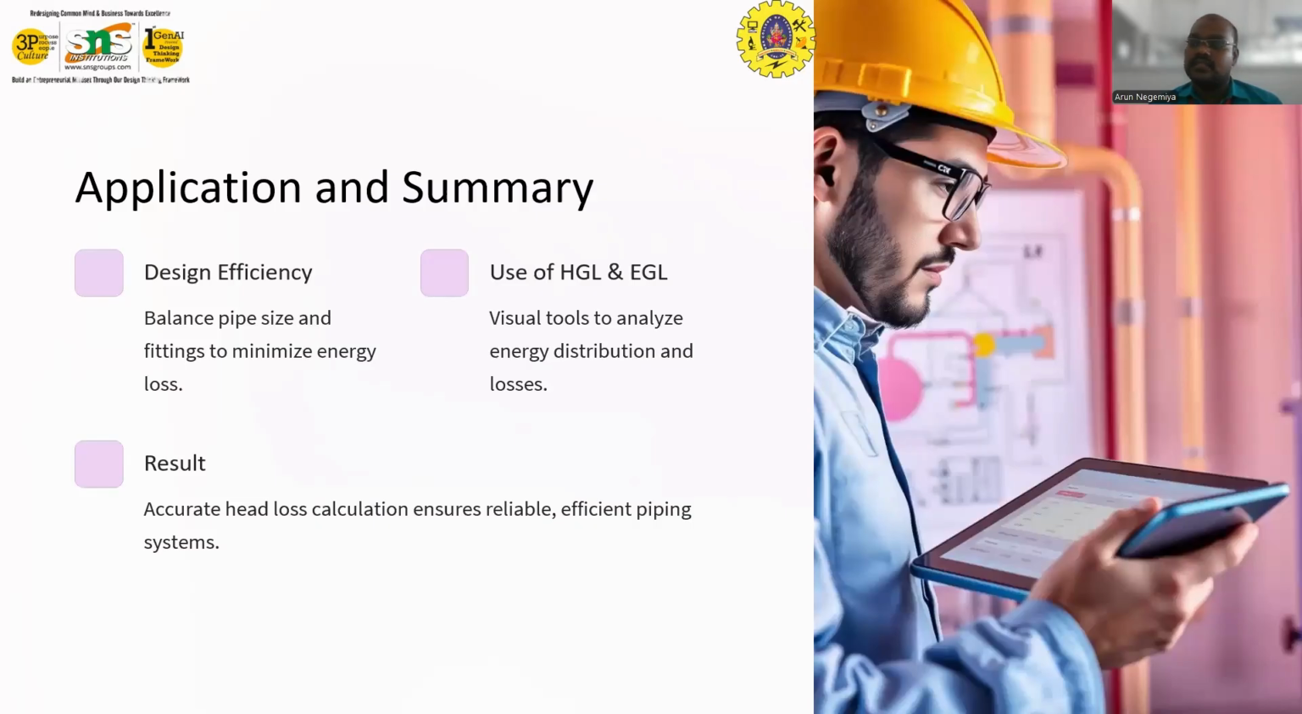The last one is application and summary. In applications, while designing for efficiency, we can calculate the pipe size and fittings, and by using the hydraulic gradient line and energy gradient line, we can analyze the energy distribution and losses.